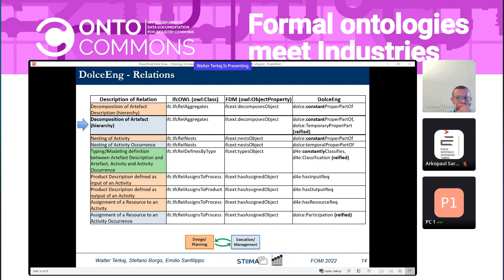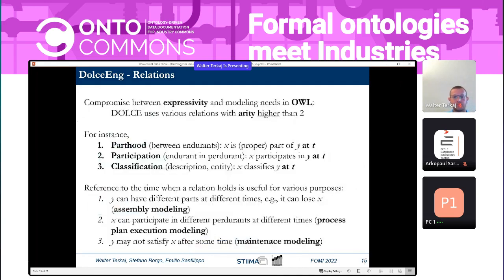And why is this necessary? Walter, please, next slide. Well, basically because we need to find a compromise between the conceptual expressivity of the ontology and the modeling power of the language that we are using. So in this case, OWL, which, as we know, is restricted to binary relationships. While when we work with time constraints, we mostly need to have at least a ternary predicate, because we want to say that a relationship holds at a certain time.